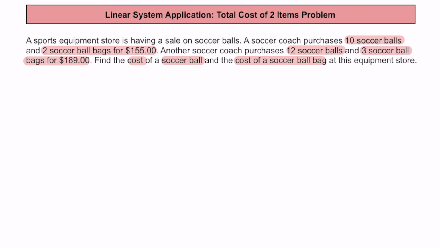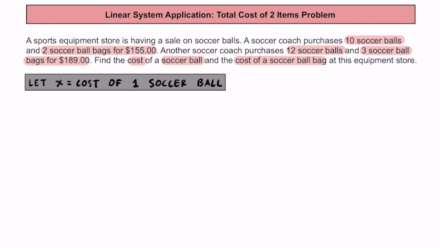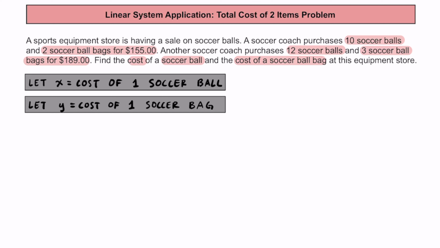First, before we do anything else, let's go ahead and define our variables. Let the variable x represent the cost of one soccer ball, and let y represent the cost of one soccer bag. Now that we've defined what our variables represent, let's see if we can write some linear equations.